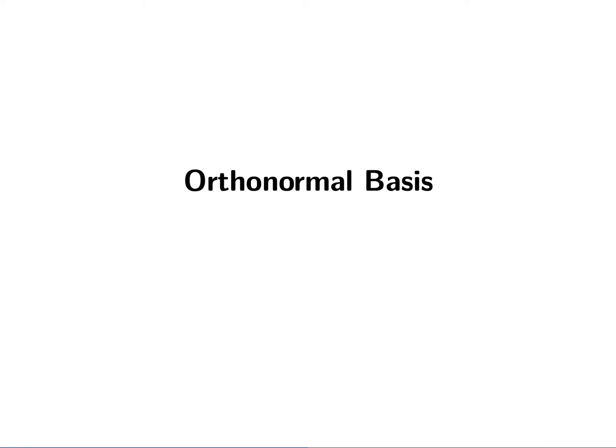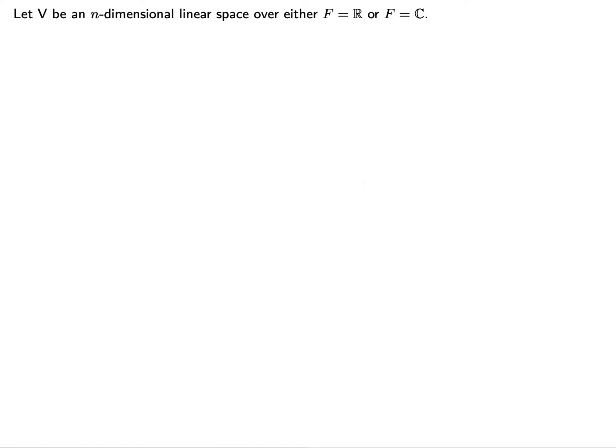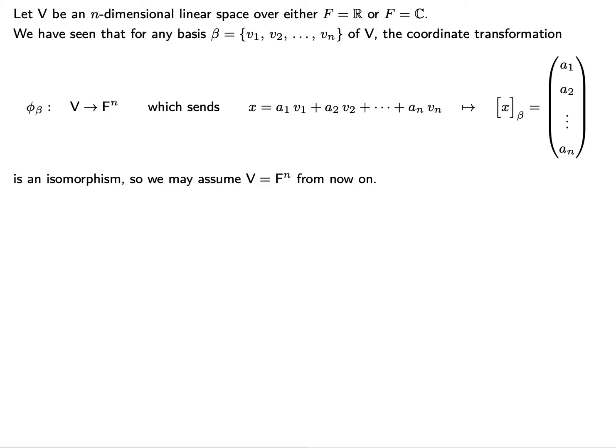Today, we're going to introduce the concept of an orthonormal basis. Let's say that V is an n-dimensional vector space over either the real numbers or the complex numbers. We've already seen that if we have a basis beta, then our coordinate transformation, that is our standard representation, allows us to think of every element x in our vector space V as an n-tuple, our square bracket x, a1, a2 through a sub n. Since this standard representation, phi sub beta, is an isomorphism, we might as well assume that V is our n-dimensional vector space F to the n. So from here on out, we're not going to focus on arbitrary n-dimensional vector spaces. We're just going to focus on V equal to F to the n.